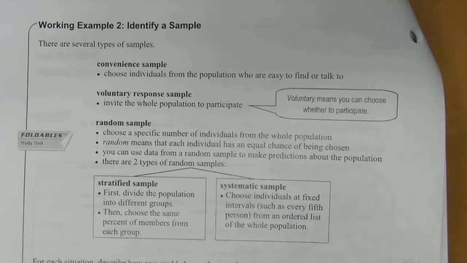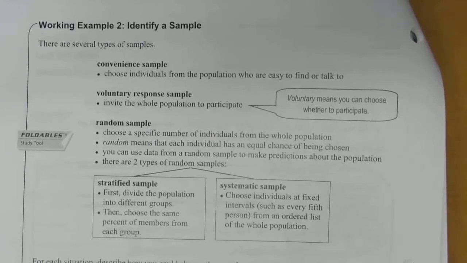Or it can be a random sample. You can choose a specific number of individuals out of the entire population. Random means that each individual has an equal chance of being chosen. You can use data from a random sample to make predictions about the population.